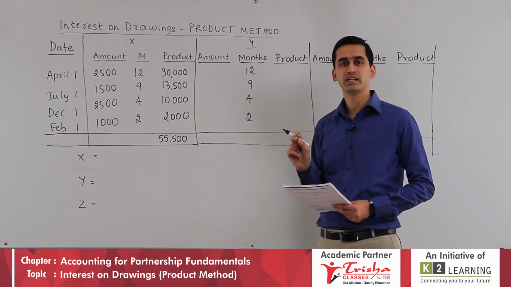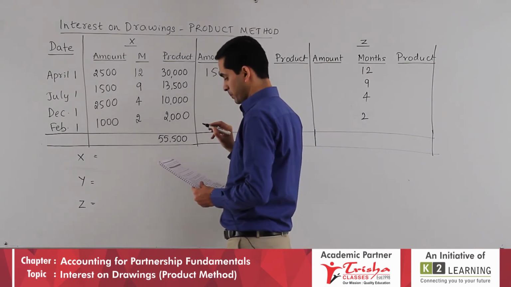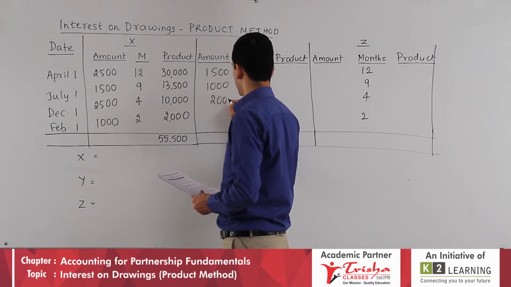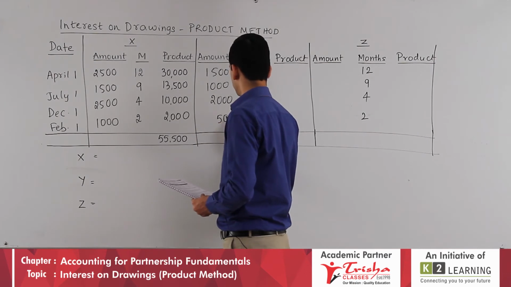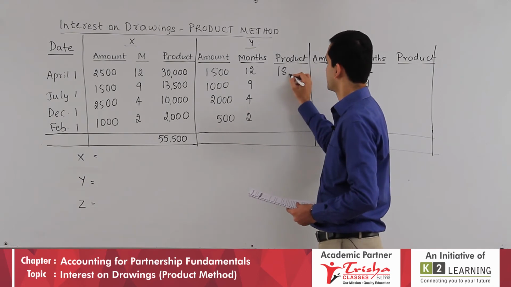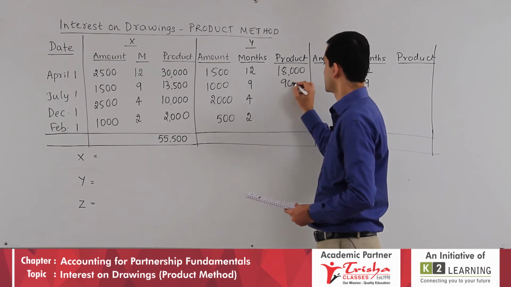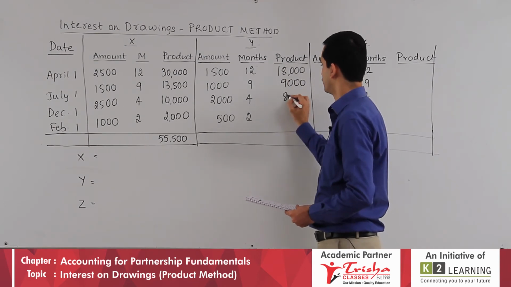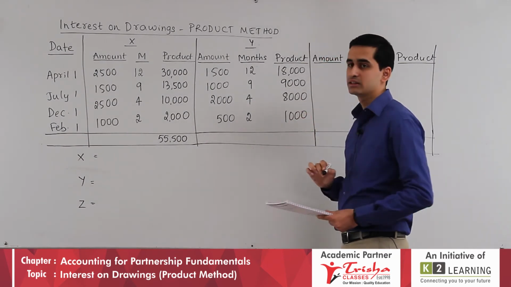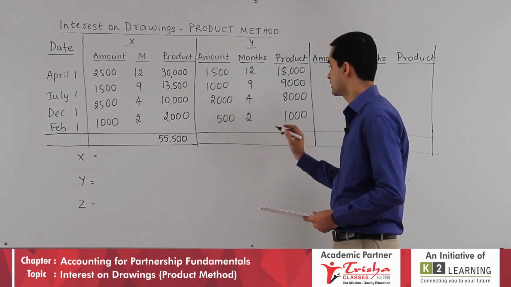Now the amount of drawings for Y and Z are also available in the question. 1500, 1000, 2000 and 500. Now 1500 into 12 will be 18,000 rupees. 1000 into 9 will be 9,000 rupees. 2000 into 4 will be 8,000 rupees, and 500 into 2 will be 1000 rupees. The total of this comes to 36,000.